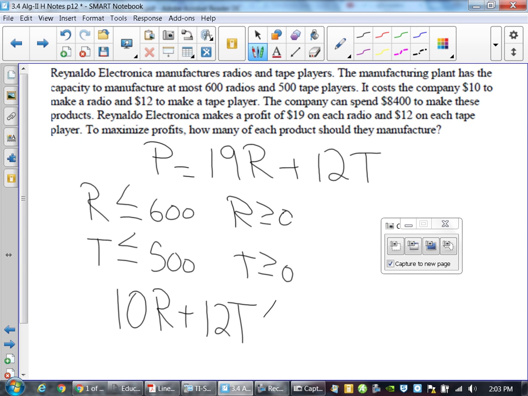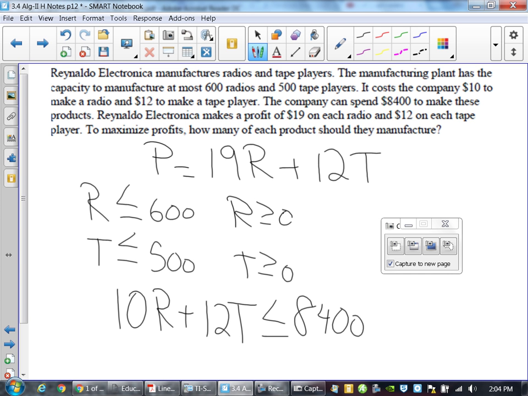But why would you make a tape deck for $12 and then sell it for $12? It's not saying they sell it for $12 and make a profit of $12. So they sell it for $24. Okay? And that's how you wind up with this. Those are all of the constraints that you need to worry about. You have a first quadrant problem.